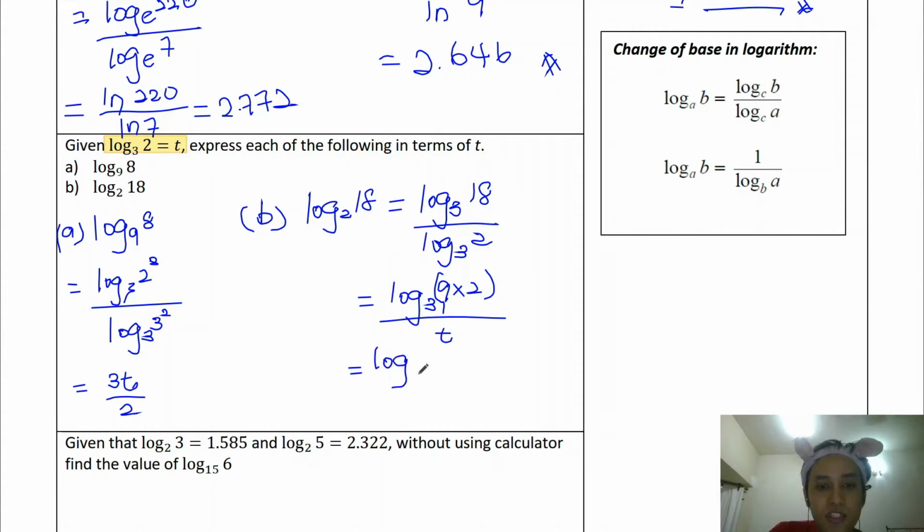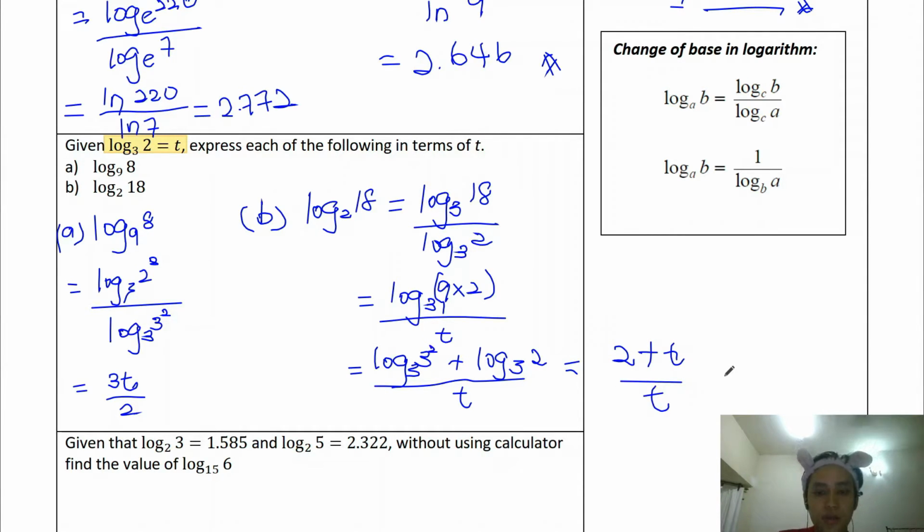Then log_3 9 is 3 to the power of 2, so it's 2, plus, because this one is multiplication, if you expand it, it becomes plus log_3 2, which is t, over t. So this one will be equivalent to 2 plus t over t. Technically, that is your answer. That is how we use this to solve.